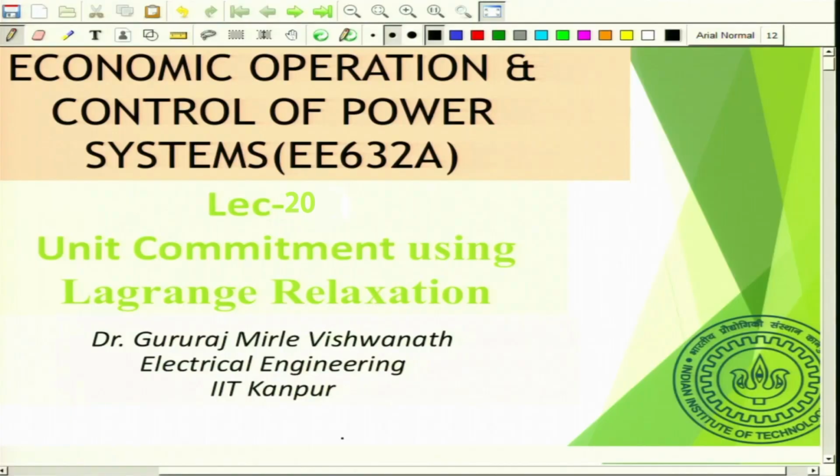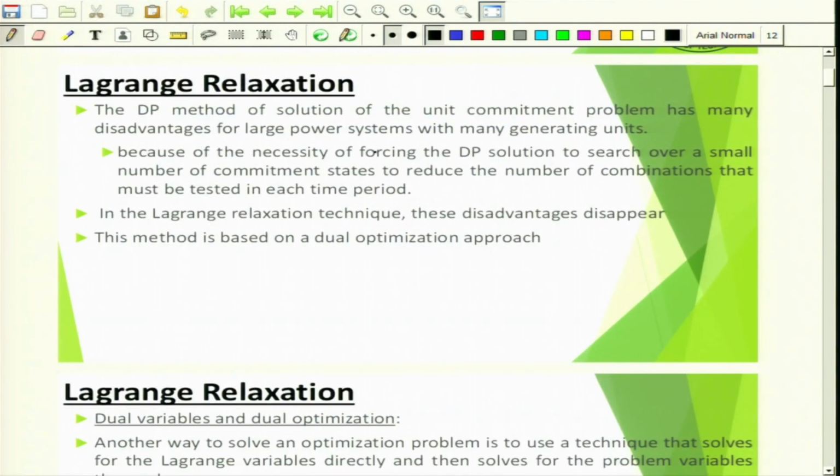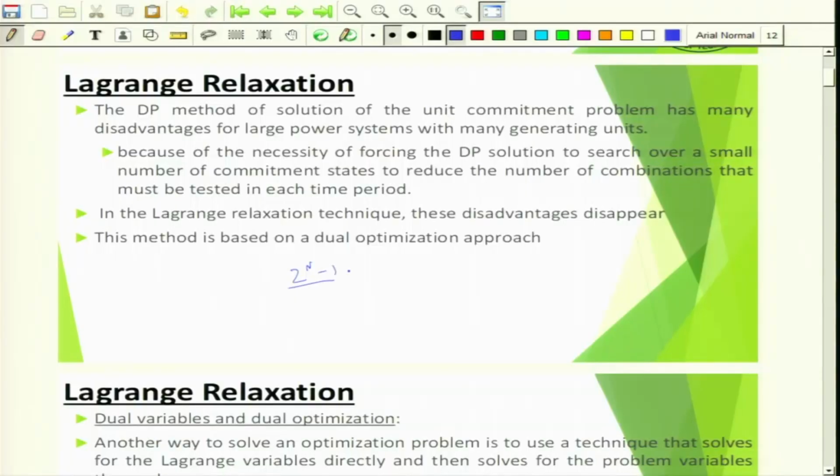So in today's class we'll discuss the unit commitment problem solving using the Lagrange relaxation approach. The dynamic programming method of solution of the unit commitment problem has many disadvantages for large power systems with many generating units. In the previous class we took up a unit commitment problem to solve using a dynamic programming approach. There were 2 to the power of n minus 1 combinations, right? Among these, based on the strict priority method, we picked just n combinations and could solve the problem, and then we compared with the 2 to the power of n minus 1 combinations again, and we saw there was some minor difference in the cost.